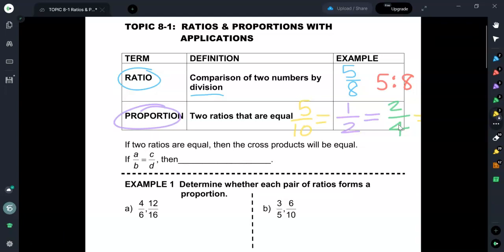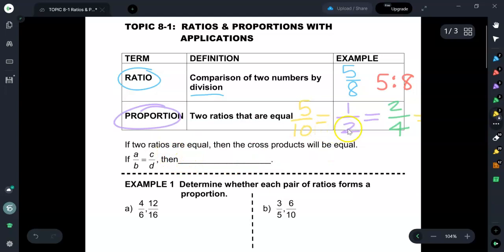If 5 out of every 10 people likes the New York Yankees, that means that 2 out of every 4 people probably like the New York Yankees, or 1 out of every 2 people probably likes the New York Yankees. So that's what equal ratios are. Down here, if 2 ratios are equal, then the cross products will be equal.